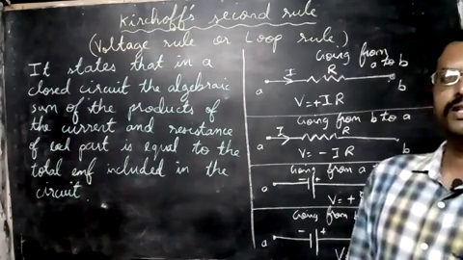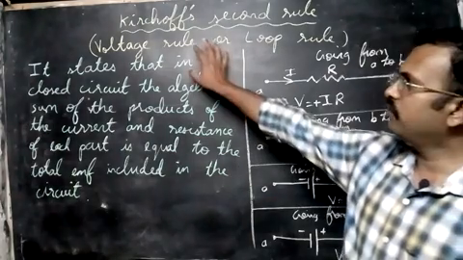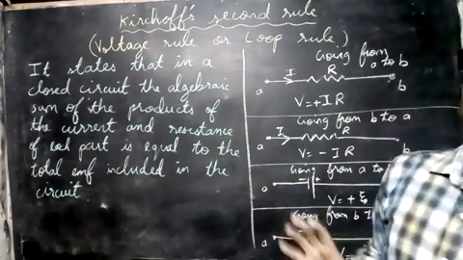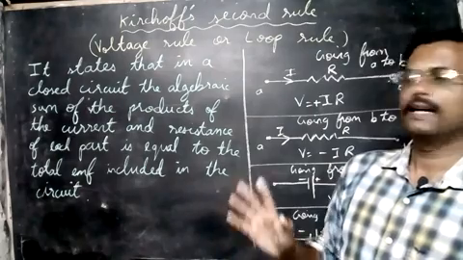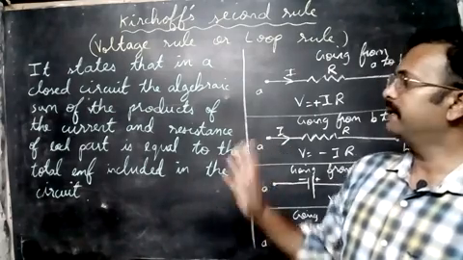Let us now study Kirchhoff's second rule. It's also called the voltage rule or loop rule. There are two rules. The first rule we saw in the first video. Now we're going to see the second one. It's slightly different from the first rule. Let's see that now.